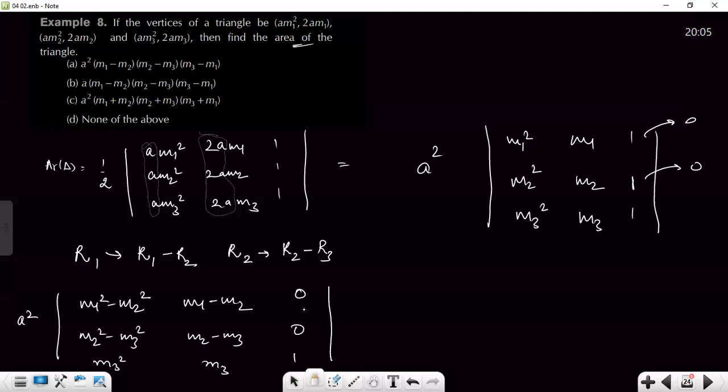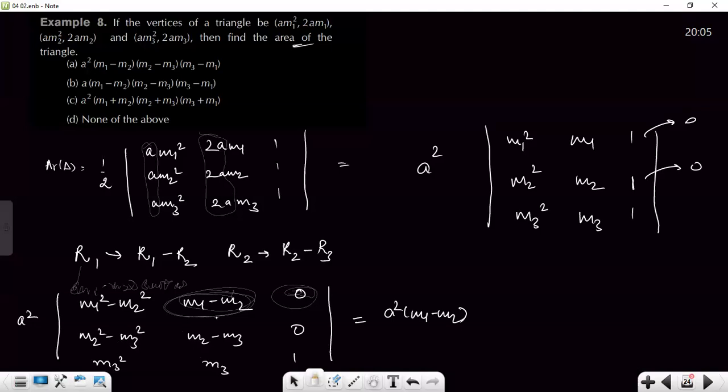Now we can observe a pattern here. A square minus b square can be written as a plus b into a minus b. So this may be written as m1 minus m2 into m1 plus m2. So basically my point is we can take m1 minus m2 common, because here 0. So 0 upon m1 minus m2 is 0. So let's take common m1 minus m2 from the first row.